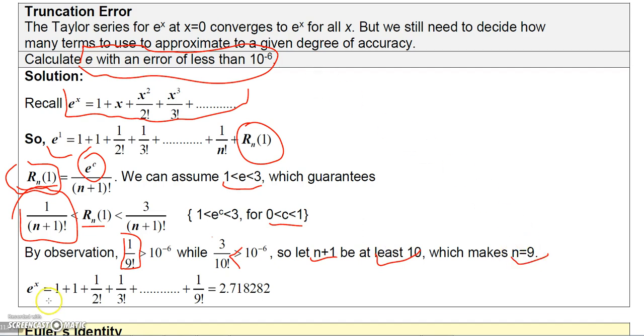Okay? So then, if I calculate e by adding these terms up all the way out to where n equals 9, then that would give me an approximation of e to the first power within 10 to the negative 6, or within an accuracy of 10 to the negative 6. So that's the truncation error. And these error formulas or error theorems can be kind of confusing for you to follow.